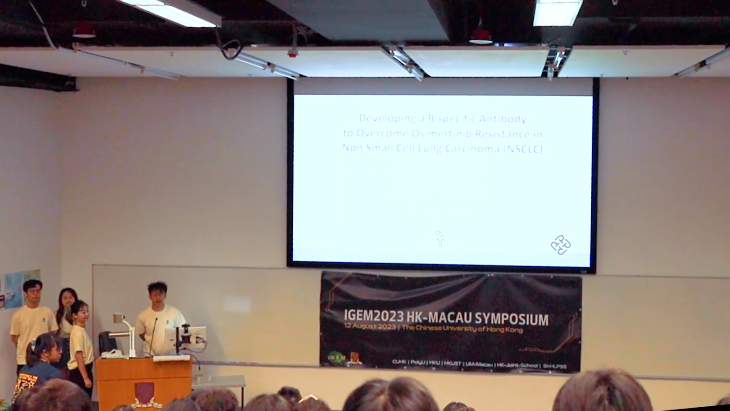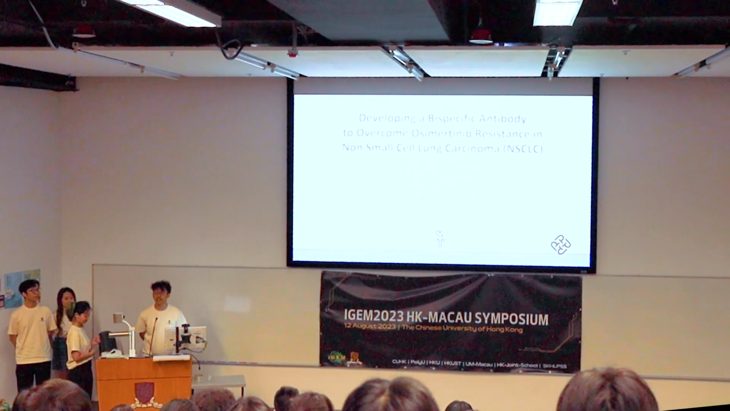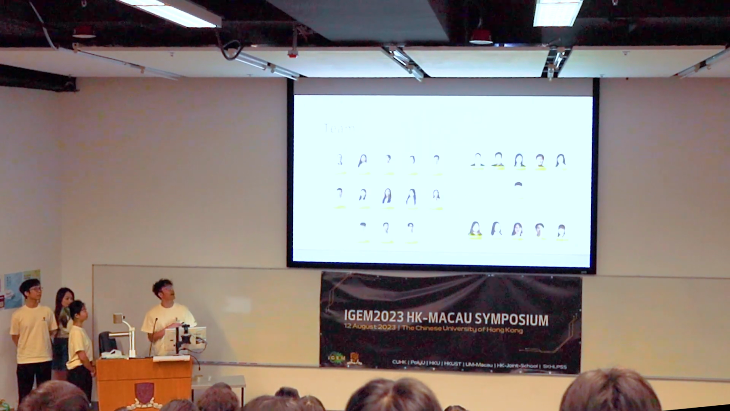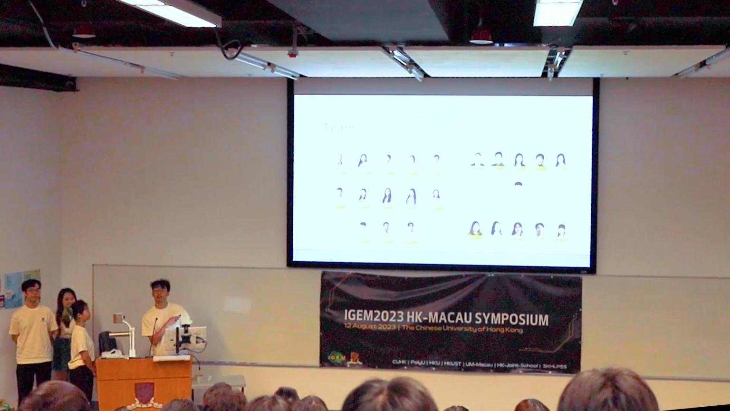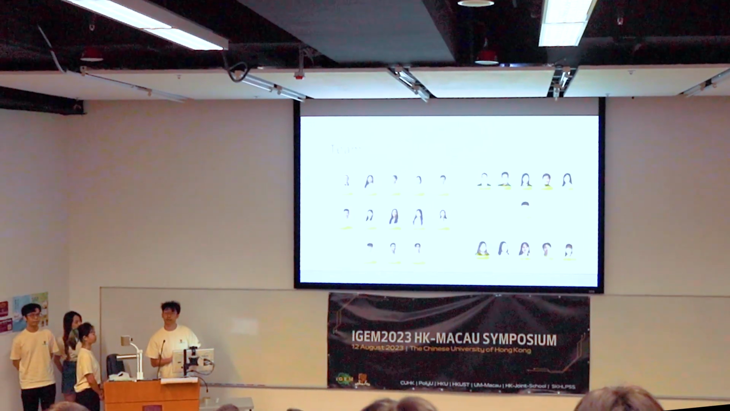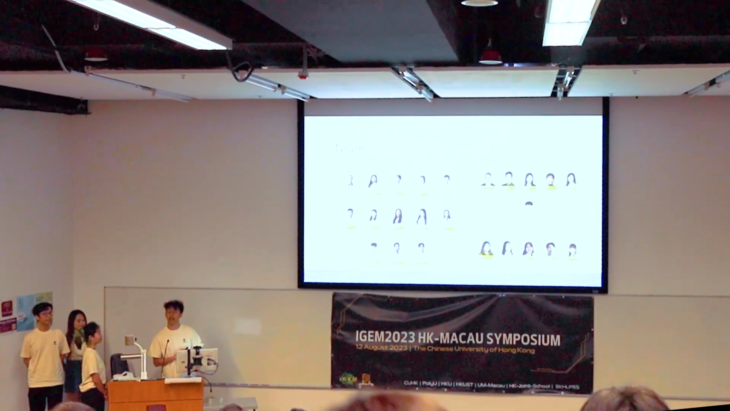Our project is about developing a bispecific antibody to overcome the osimertinib resistance in NSCLC. And this is my team. I'm Jackie, and I will present first. After that, Amber will talk about our project solution, and following with Sam will talk about our experimental methodology. Finally, Valerie will talk about our IHP activity we carried out.